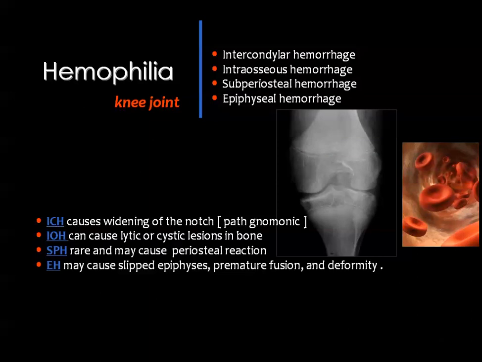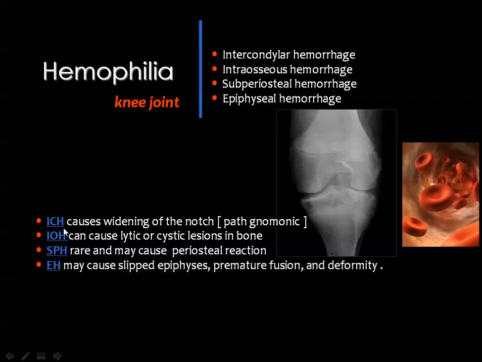One of the major joints to be affected by hemophilia, many joints can be affected, of course, but we usually see these manifestations commonly in the knee joint. They are the result of these hemorrhages. Intercondylar hemorrhage will result in widening, this very classic appearance of hemophilia, widening of the intercondylar notch. Intraosseous hemorrhage will lead to lytic and cystic bony lesions. And subperiosteal hemorrhage is rare and may cause periosteal reaction. And epiphyseal hemorrhage may cause slipped epiphyses or premature fusion and deformity.